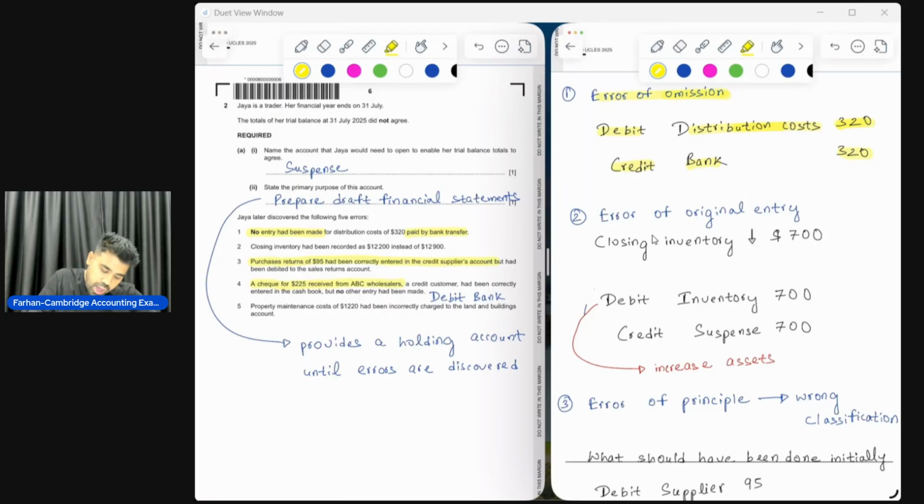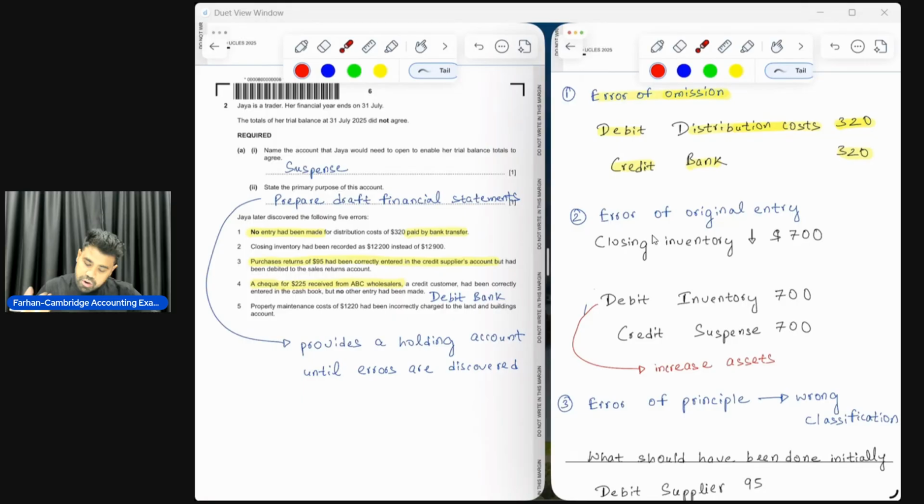Closing inventory had been recorded as $12,200 instead of $12,900. So this is what we can classify as an error of original entry, where the error is mainly within the numbers. All right. Now, we can clearly identify that closing inventory has been understated by $700, which is the mistake that our bookkeeper had made, where the inventory was recorded at $12,200 instead of $12,900, which obviously states that the inventory must be understated by $700, right?